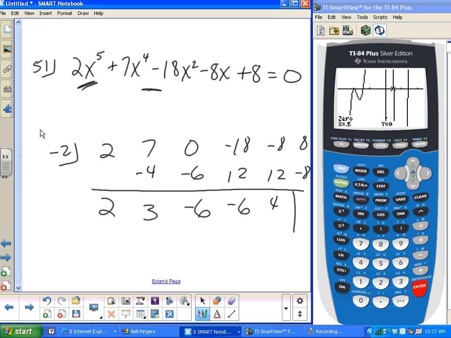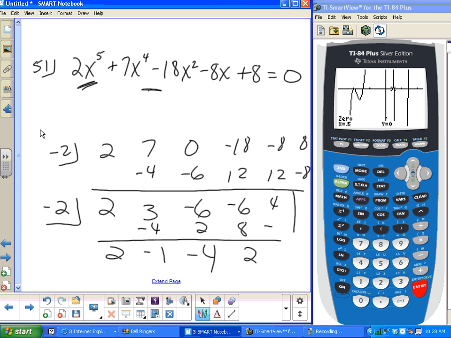Okay. Now, what did we say that we do again here? -2 again. And again, I knew it was going to work twice because I know what multiplicity looks like on the graph, don't I? Okay. Now, let's bring down the 2. 2 times -2 is -4. 3 minus 4 is -1. And -2 is 2. -4 times -2 will be 8. It'll be 2 times -2 is -4. Okay.